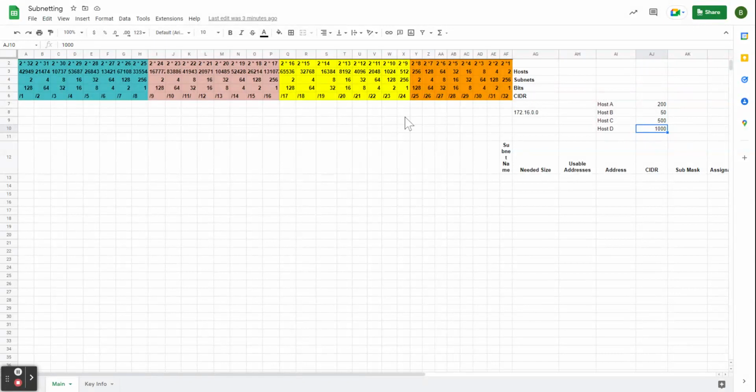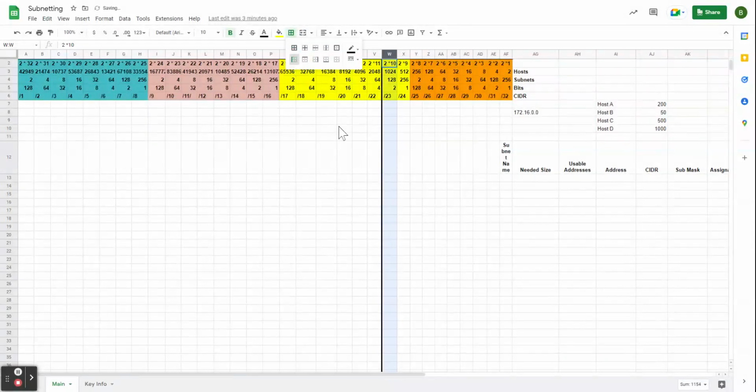So I'll come back to my spreadsheet. Remember, whereas before we were working from left to right to draw a line, it's recommended to go from right to left because we're identifying hosts here. So I need to go across to the number closest to and greater than 1,000. Obviously 512 is not enough, 1,024 is fine. So I highlight this and draw my line on the left-hand side. That's my line. Anything to the left is network, anything to the right is hosts.